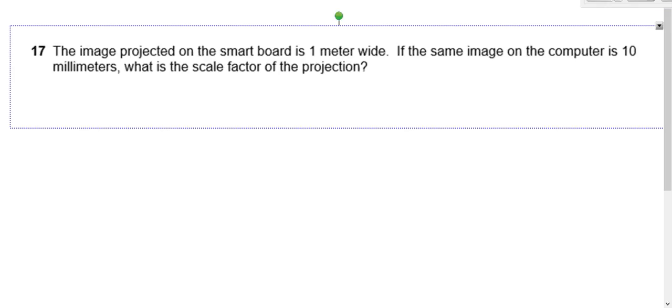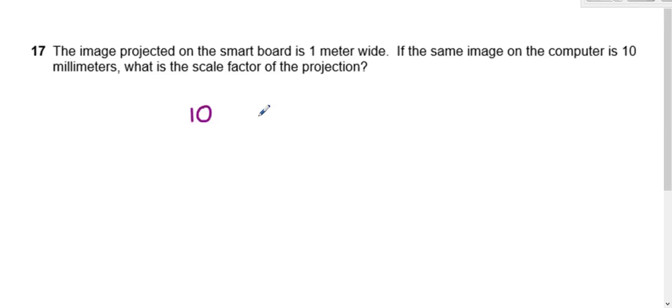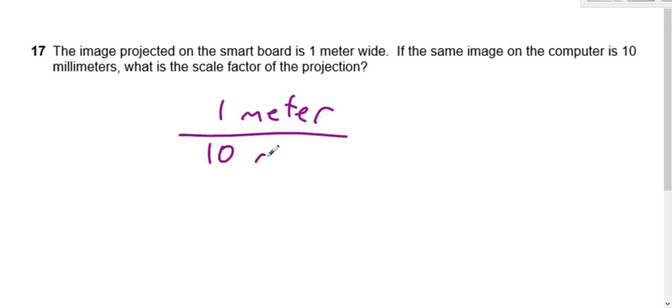The image projected on the smartboard is 1 meter wide. If the same image on the computer is 10 millimeters, what is the scale factor of the projection? So we're just figuring out what the ratio is, what the scale factor is to get from 10 millimeters to 1 meter. So we take the length of the projection first, the length of the image is 1 meter. We divide it by the pre-image, which is 10 millimeters.